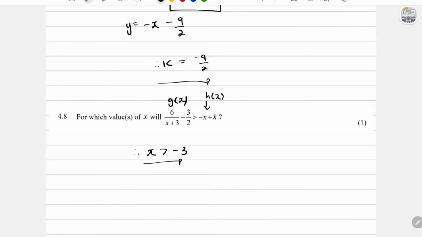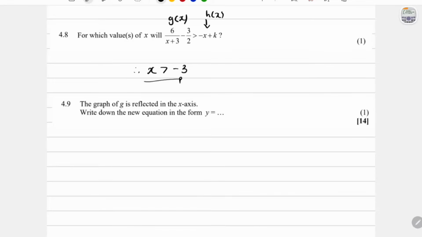Okay, moving on to the next question. Okay, then the last question for question 4 says, the graph of g is reflected in the x-axis. Write down the new equation in the form of y is equal to.